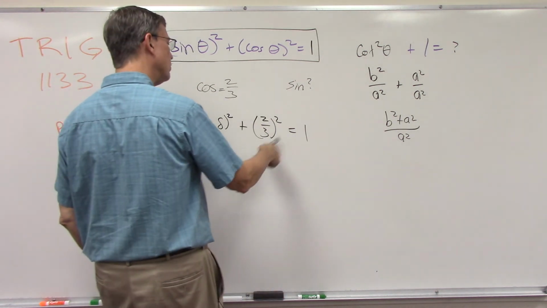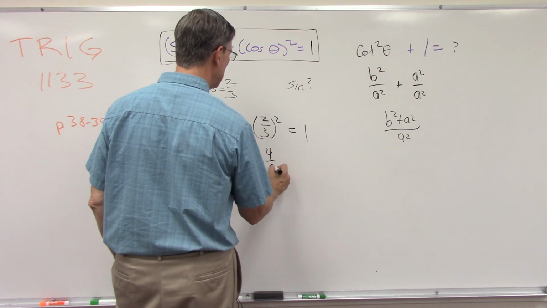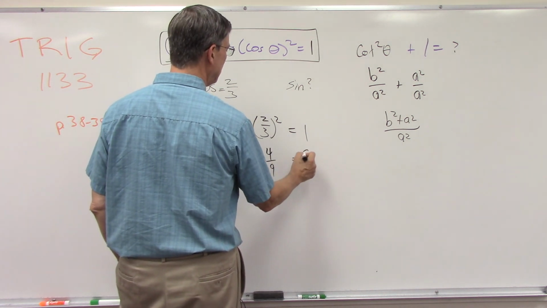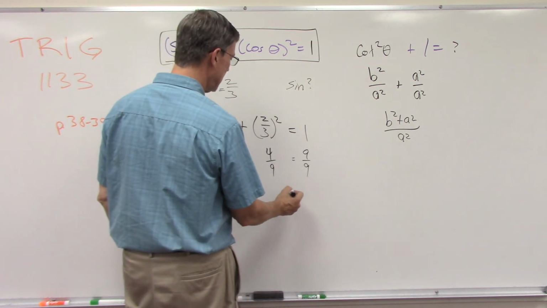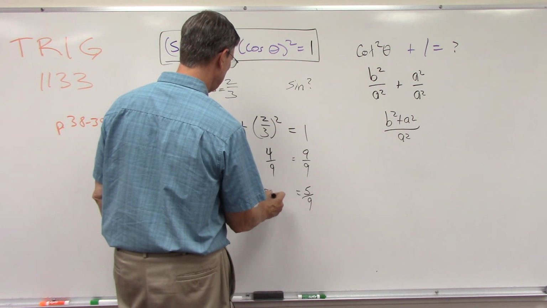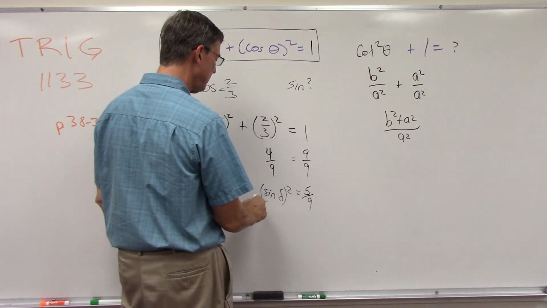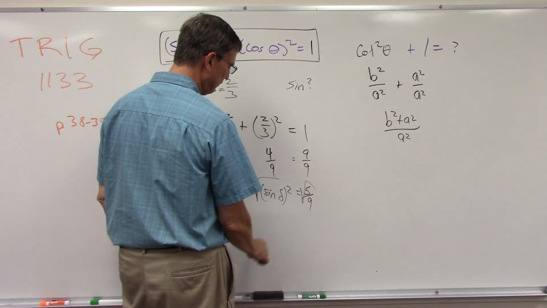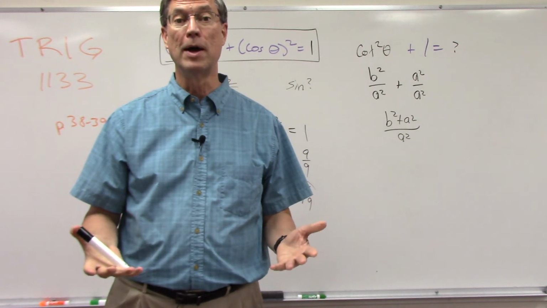So what is 2/3 squared? 2/3 times 2/3 would be 4/9. Now we have to get a common denominator, 9/9. Subtract the 4/9 and we get 5/9. So sine squared is 5/9, and then the last step is we do the square root of both sides. I think you can take it from there and see how they ended up with the square root of 5 over 3.